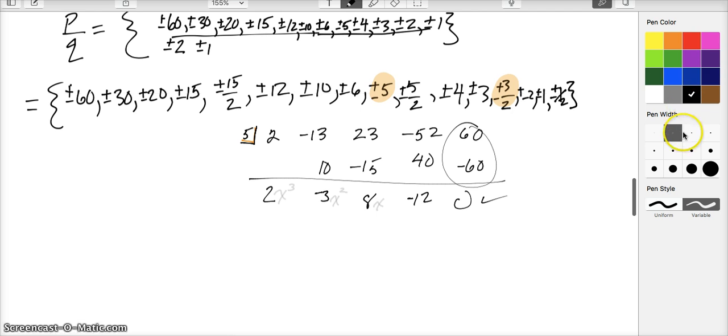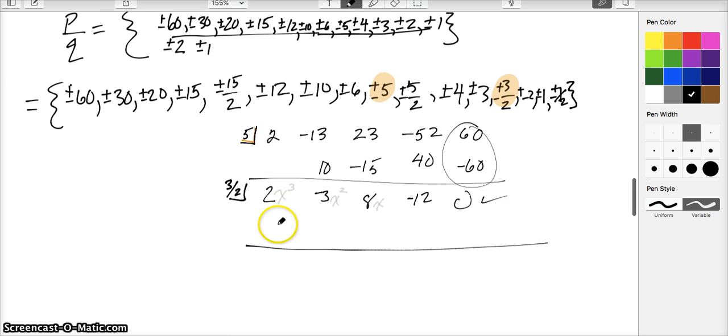And so when I do that, I am going to take my 3 over 2. I know we don't usually do fractions here, but we can do it. We're tough. Drop the 2 down. 3 over 2 times 2. The 2's cancel, and I'm left with 3, and I already have a 0.